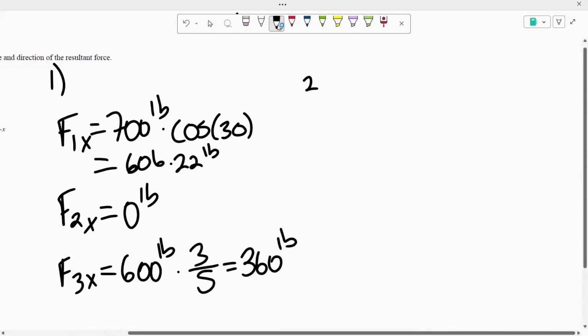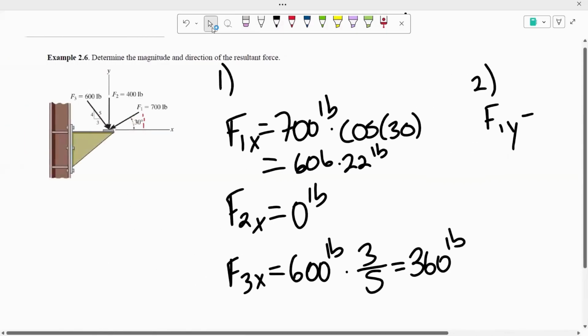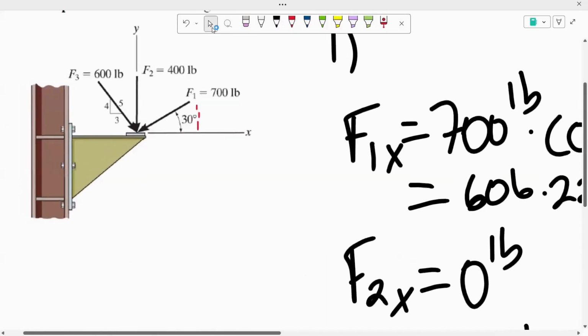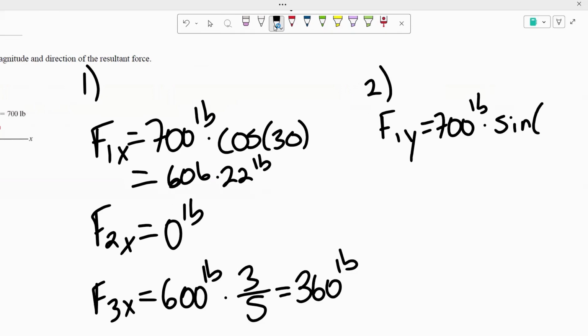So F1 of y, since we're trying to find the vertical component now. Instead of using cosine, we're going to be using sine because now we're trying to find the opposite side of this corresponding angle. So now we want to find opposite and we know hypotenuse. Sine is opposite over hypotenuse, which is why we're going to be using sine instead of cosine this time. So 700 pounds times sine of 30. That should give us 350 pounds.